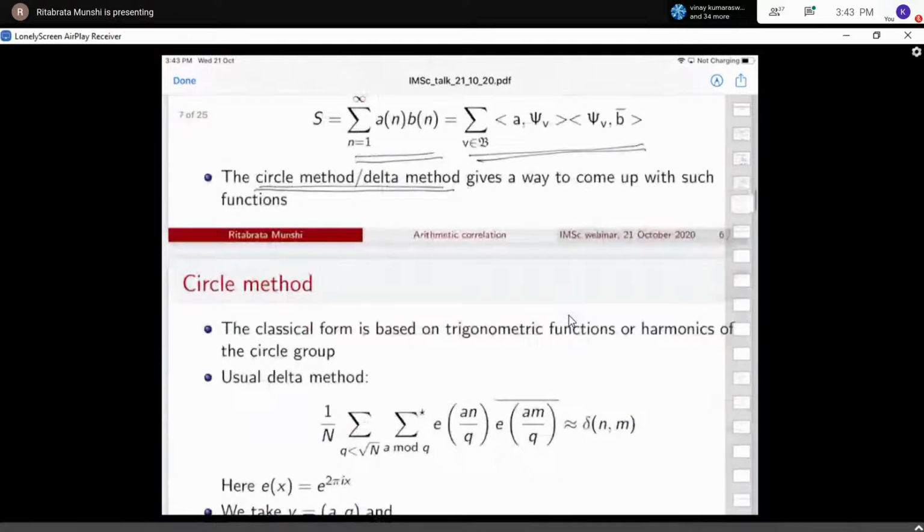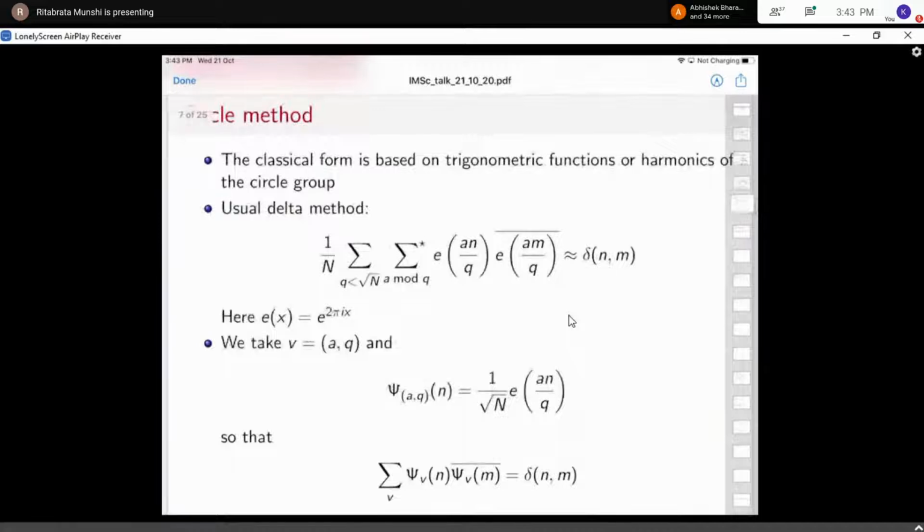Next I'm going to tell you a little bit about the circle method. So in the classical circle method, what you do is you try to show that the psi v n's can be taken as trigonometric functions. The trigonometric functions are the usual harmonics which come from the circle group. One can try to generalize it, replace the circle group by higher rank groups, use the harmonics of that higher rank group, and come up with different forms of expansions of delta n. And so here is one usual delta method.